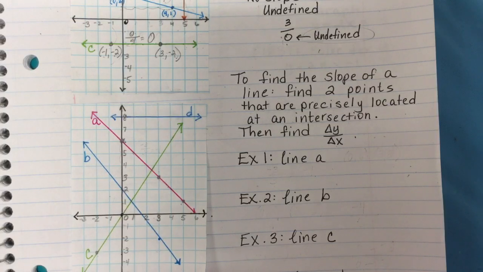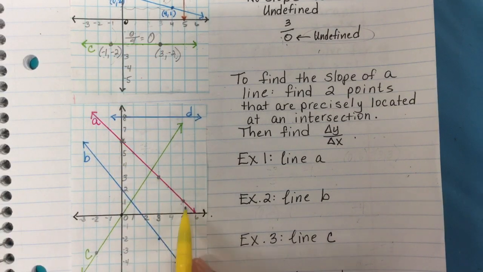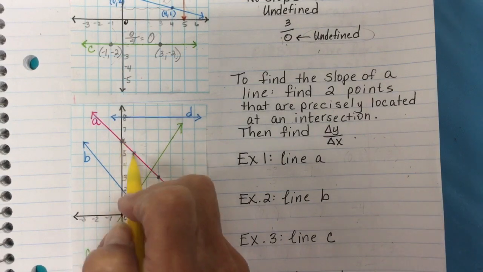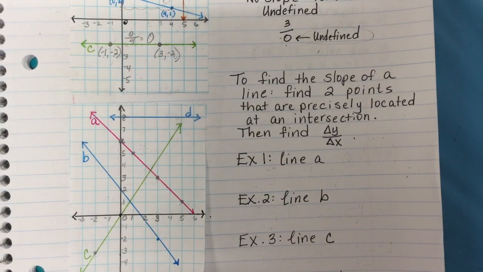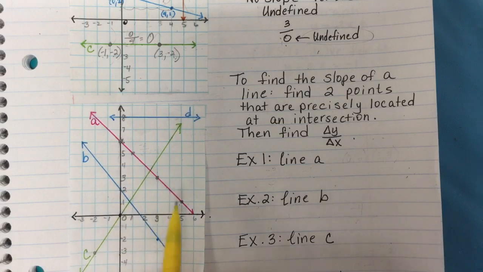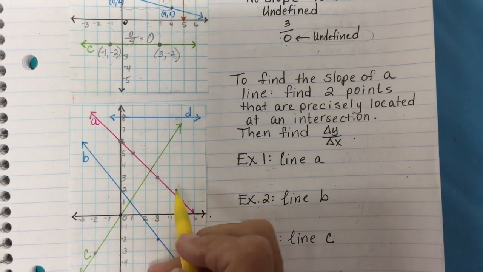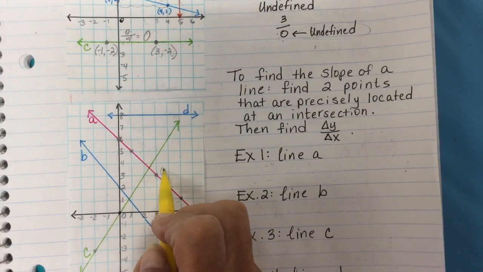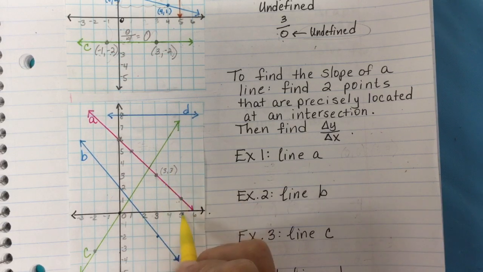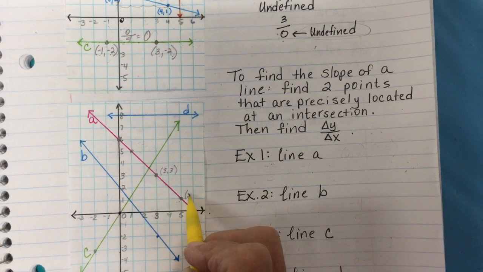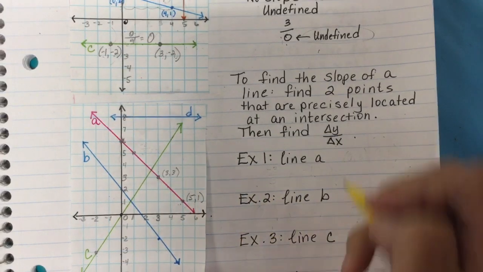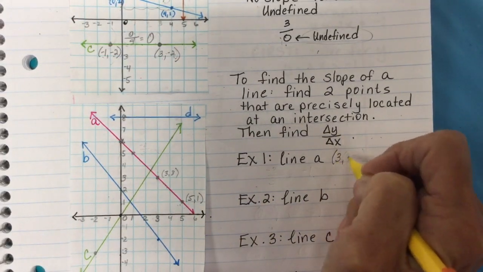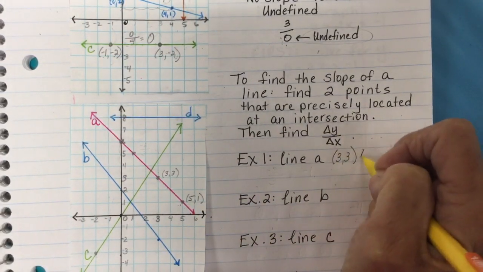It doesn't matter which 2 points you use. Any 2 points on a line will have the slope of the line. So I could use these 2, or these 2, or these 2, any of them. They're all going to turn out to be exactly the same when you simplify. So let's do these 2. For this one, this is located at 3, 3. This one's located at 5, 1. So let's do that here. 3, 3 to 5, 1.